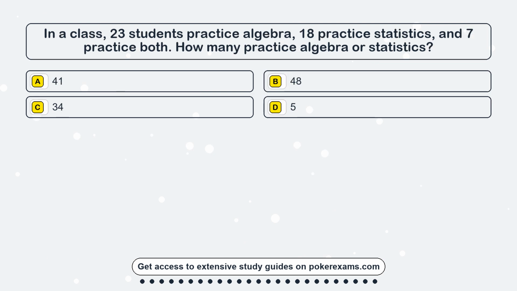Question 24. In a class, 23 students practice algebra, 18 practice statistics, and 7 practice both. How many practice algebra or statistics? Option A 41. Option B 48. Option C 34. Option D 5.